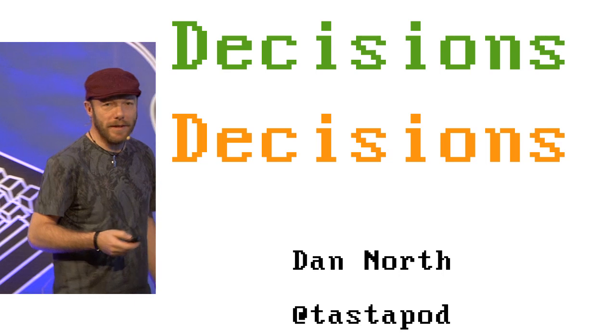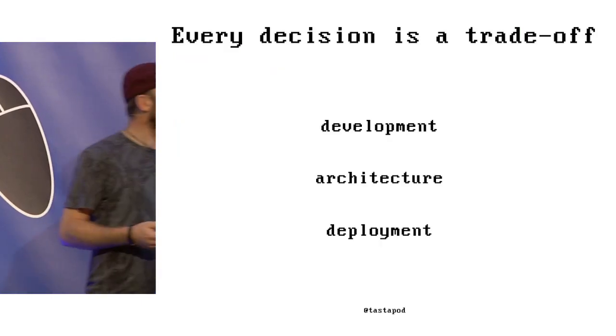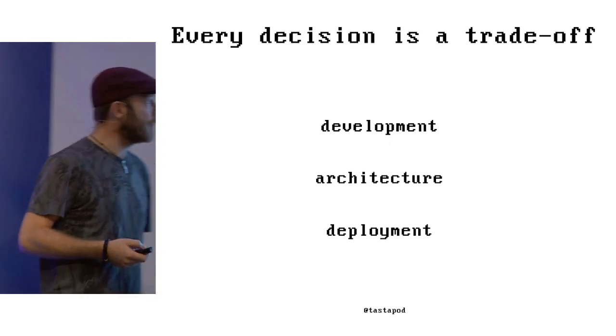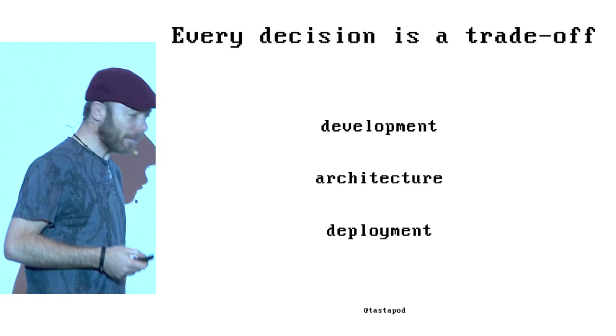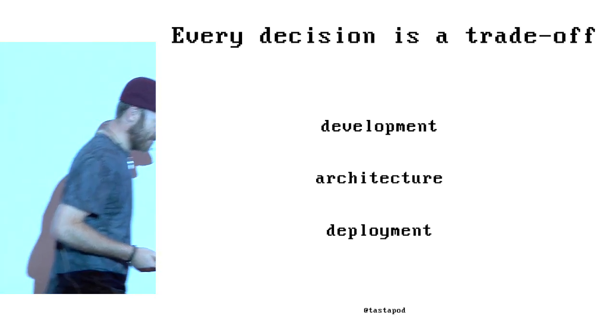We're going to look at some things about development, some choices and decisions we make while we're building software. We're going to take a look at some decisions and trade-offs we make in architecture. And we're going to look at deployment and getting things into production, because there's no point writing stuff unless we can deploy it.